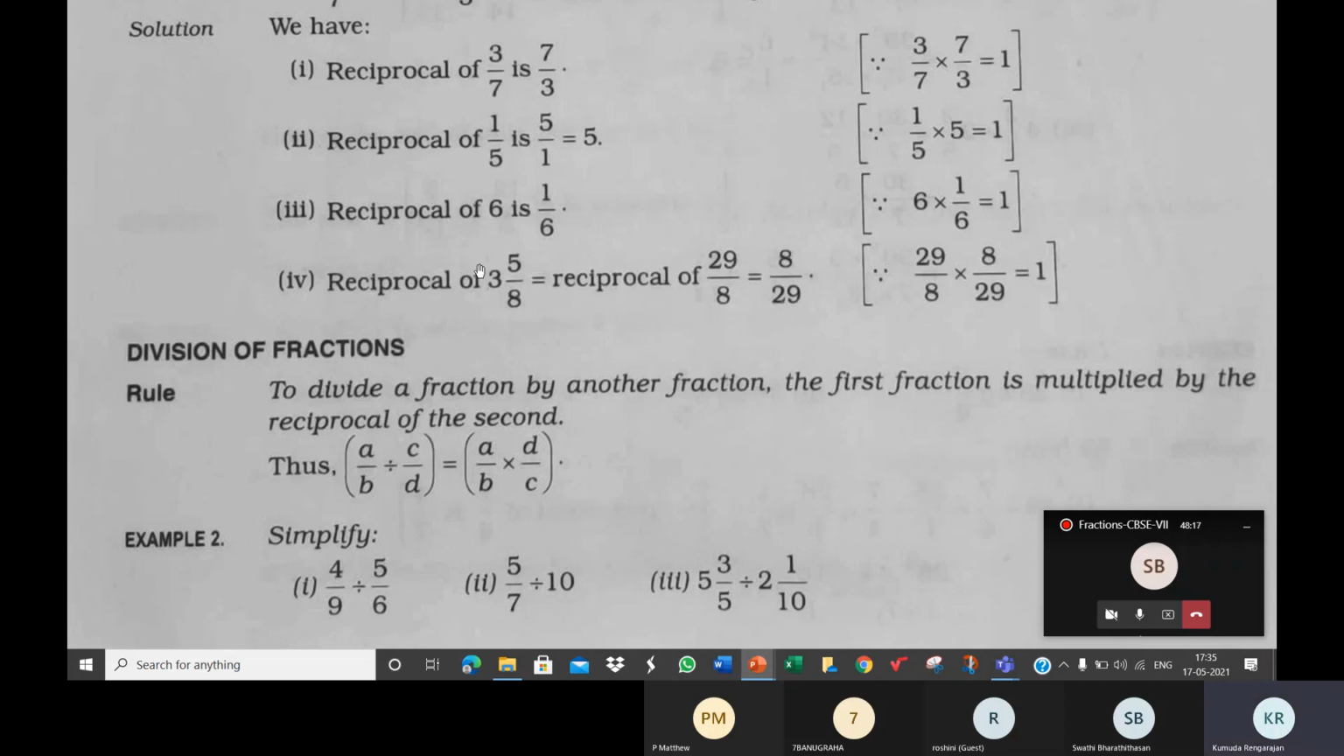When we have to find the reciprocal of this, you cannot just write 3 8 by 5. That's incorrect. The reciprocal of 3 5 by 8 is not 3 8 by 5. You have to convert this mixed fraction to an improper fraction, like this. Now we write the reciprocal of 29 by 8, which is 8 by 29. And you can see the fraction 29 by 8 multiplied by 8 by 29, the product is 1, which means 8 by 29 is the reciprocal of 29 by 8.